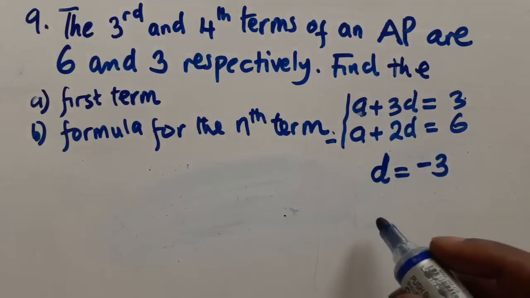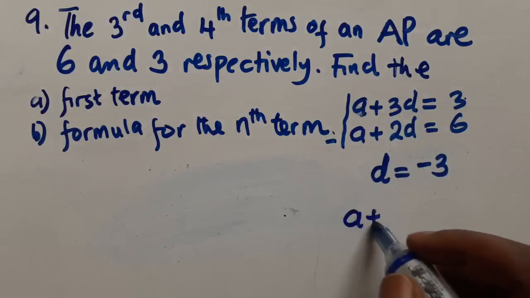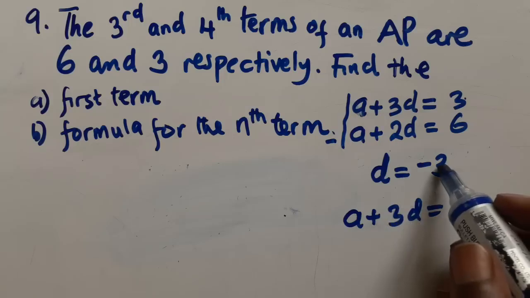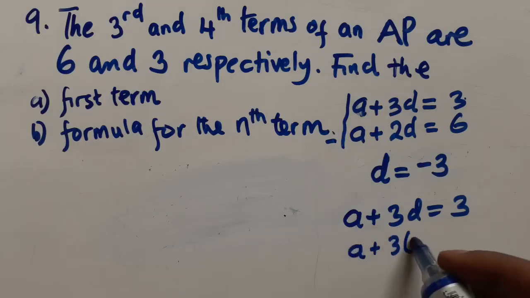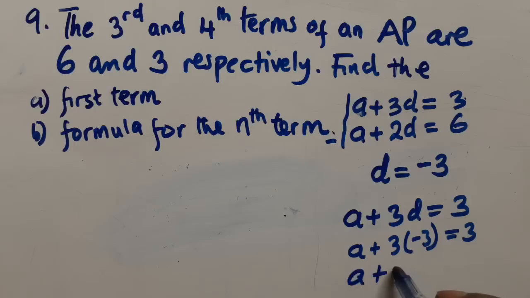So A is the first term. To get the value of A, we need to take one of those two equations, and where there is D here, we put what? Negative 3. So we're going to say A plus negative 3 is equal to 3. All right. So then this is going to be A plus, this is going to be minus 9 is equal to 3.